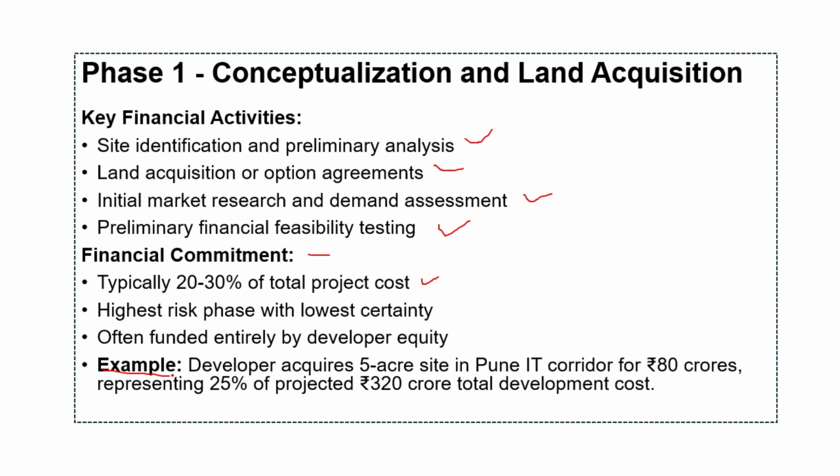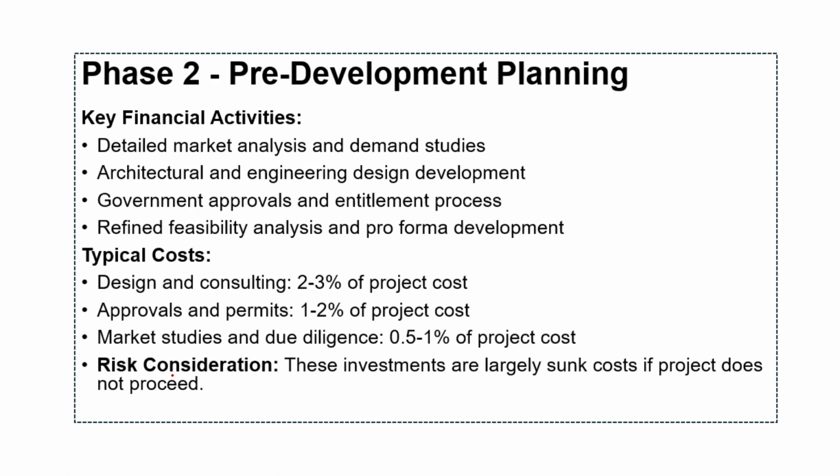Success in phase 1 requires balancing aggressive pursuit of good sites with prudent financial risk management to avoid overextending capital commitments. Then we go to phase 2, pre-development planning. So basically the key financial activities in this will be detailed market analysis and demand studies, architectural and engineering design development, government approvals and entitlement processes. We have refined feasibility analysis and pro forma development.